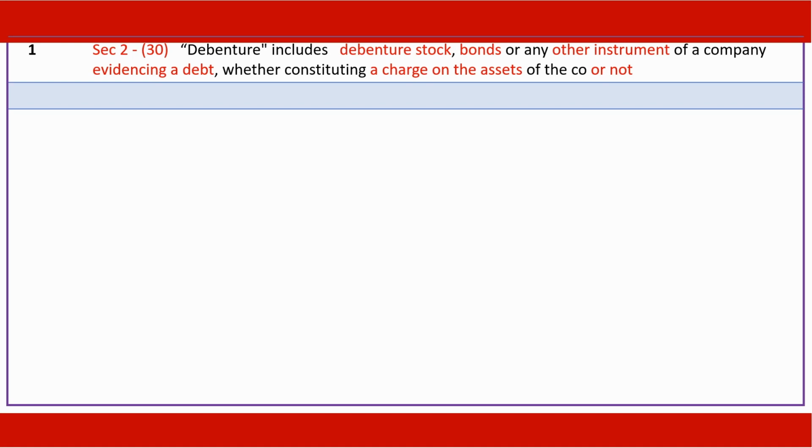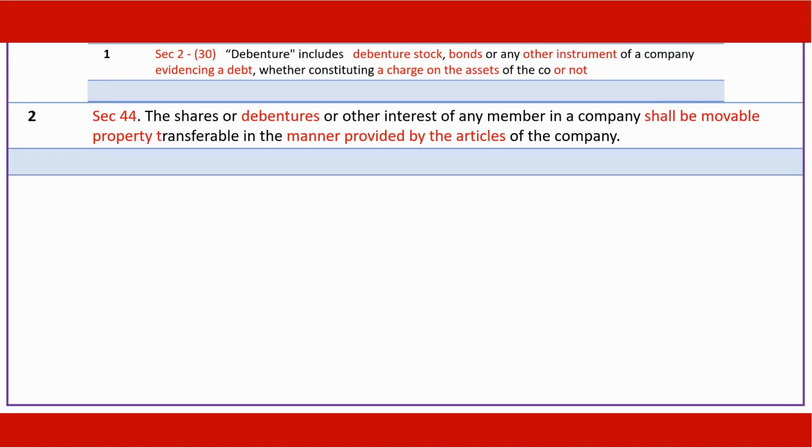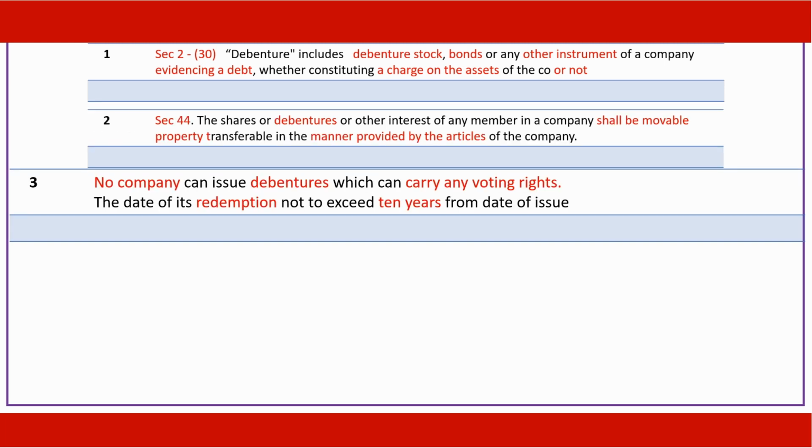Section 2 subsection 30 defines debentures as including debenture stock, bonds or any other instrument. It evidences a debt. It may or may not constitute a charge on the assets of the company. Section 44 states shares or debentures shall be movable property and they are transferable as per provisions of articles of the company. No company can issue a debenture with any voting rights.